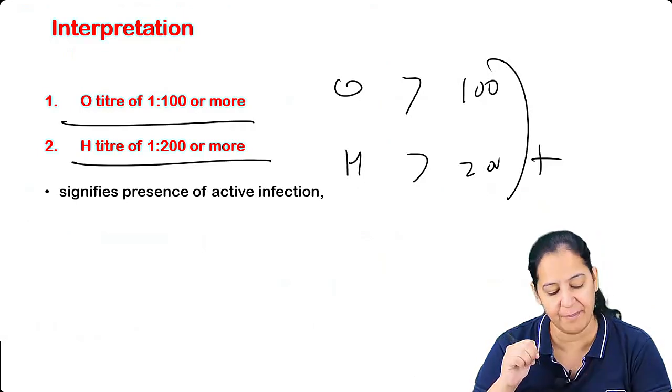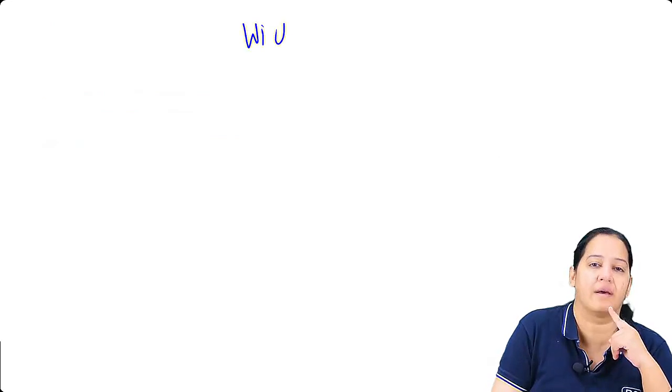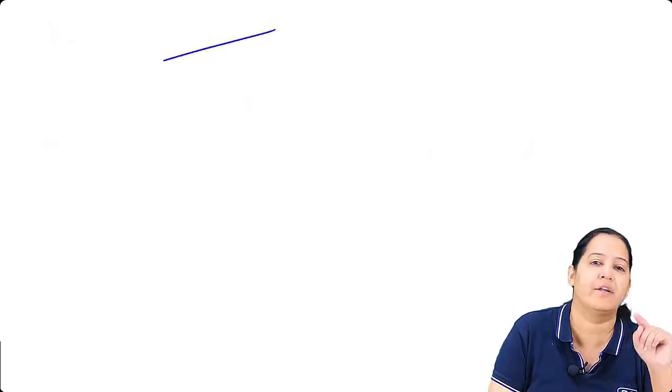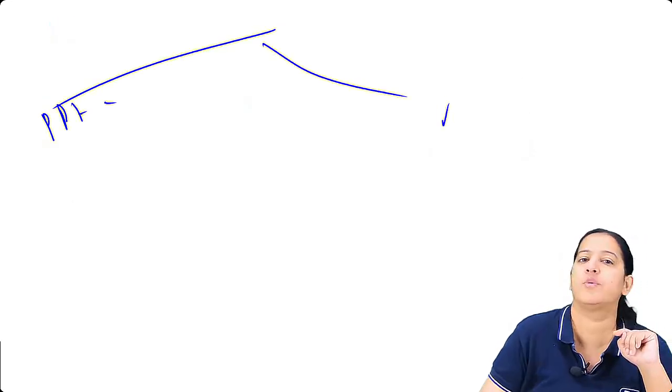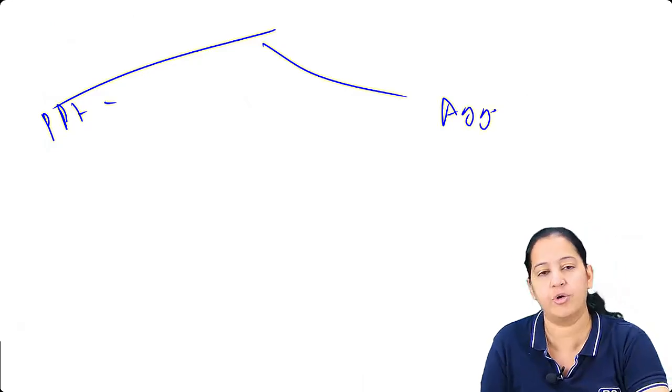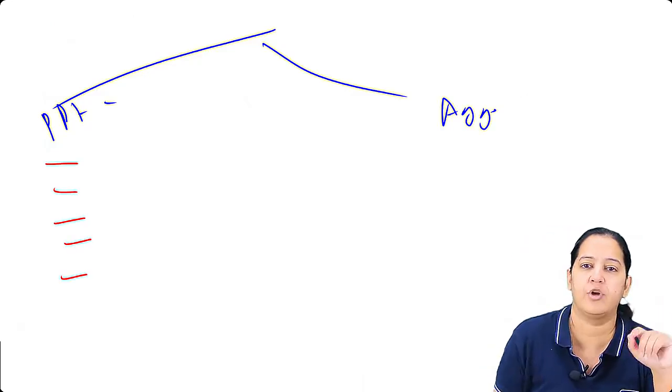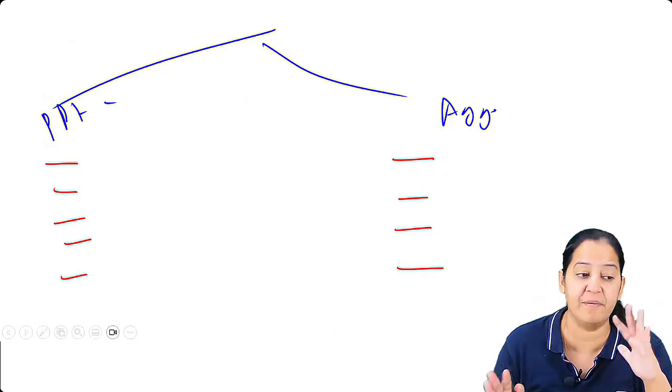Everyone got it? This is how we do the Vidal. Where was Vidal coming? I'm asking you. You have to answer. Let me give you a clue. Vidal कहाँ आ रहा था? मैंने कल पढ़ाया आपको. I taught you precipitation. I taught you agglutination. ठीक है? I taught you 5 type of precipitation. I taught you 4 type of agglutination. First, tell me Vidal was coming where?